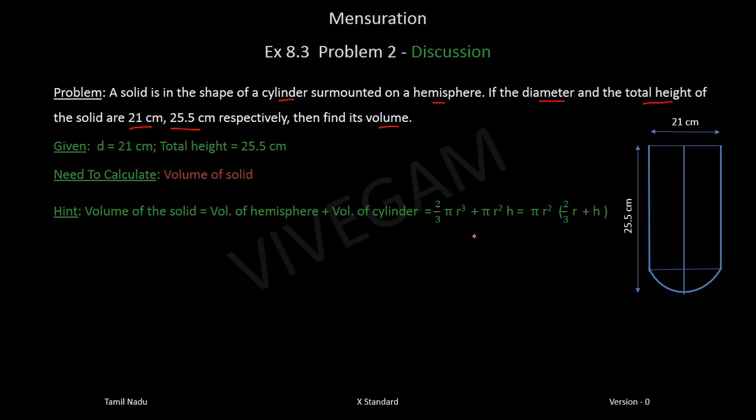Either you can do it this way, or you can individually find the volume of the hemisphere as well as the cylinder and add it up. Whichever suits you, you can do. But we are doing it by this method. So what is the formula?